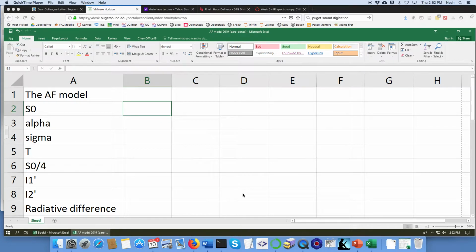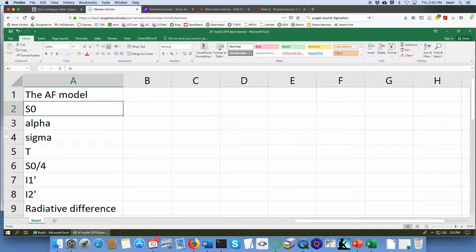Hello, I'm Professor Steven Neshyba, and I'm here to help you out with constructing an atmosphere-free model. I've already set up an Excel sheet here with these categories.